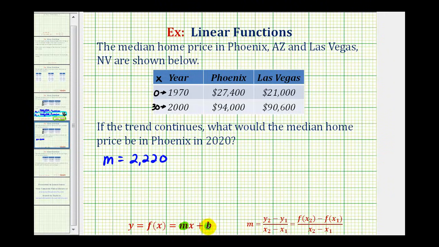Now we need to determine the y-intercept of this function before we make this prediction. Because we let x equals 0 represent 1970, the function value when x equals 0 is our y-intercept. So for the linear model, the y-intercept is going to be 27,400. So b is going to be equal to 27,400. So the linear function we'll use to model the median home price in Phoenix will be p of x, p for Phoenix, equals 2,220 times x, the number of years after 1970, plus the y-intercept of 27,400.